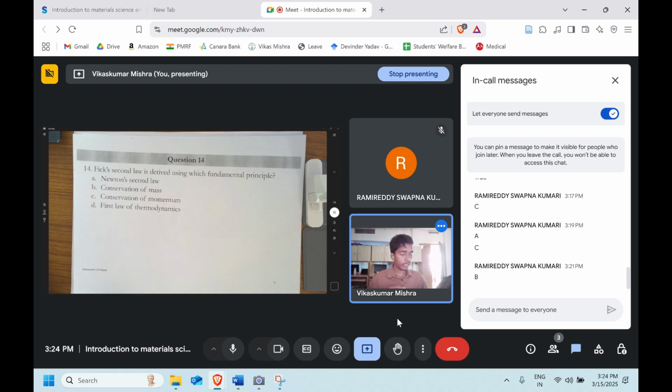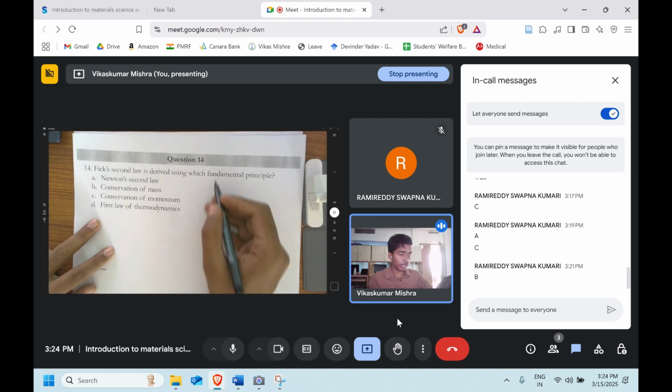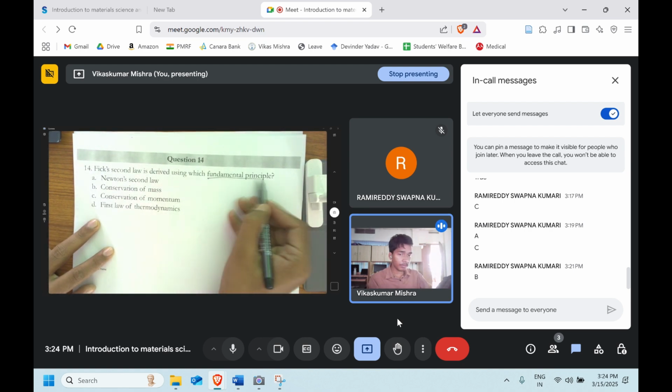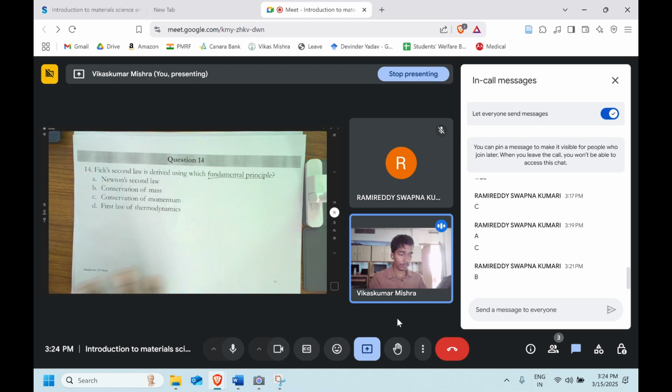The second law is derived using which fundamental principle? What do you think? Please let me know your answer. On what basis has Fick's second law been derived? Which principle has been used to derive Fick's second law?